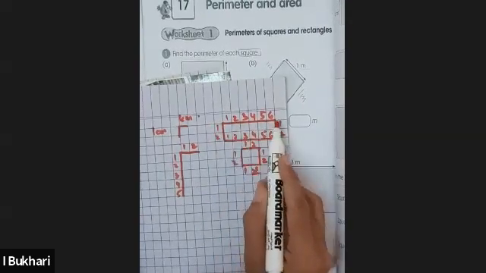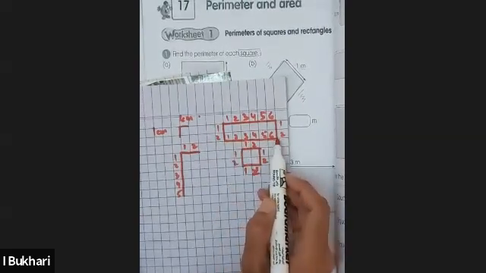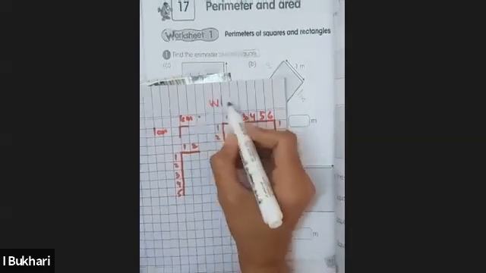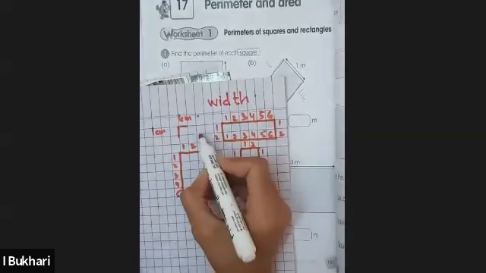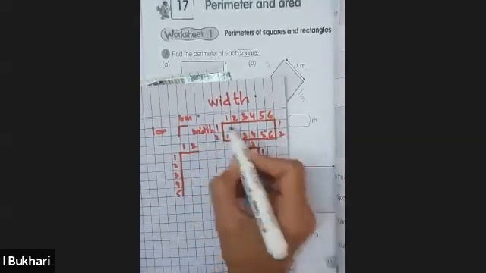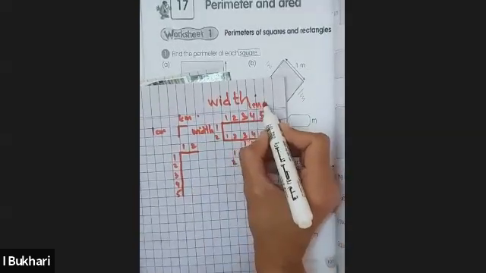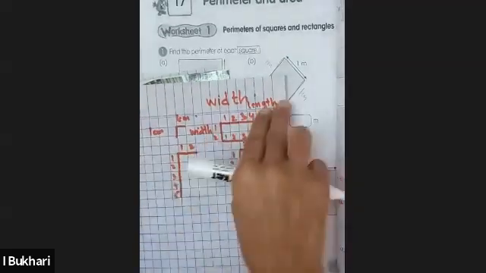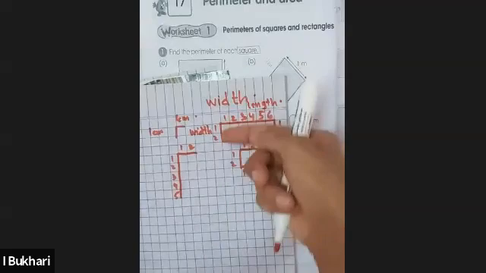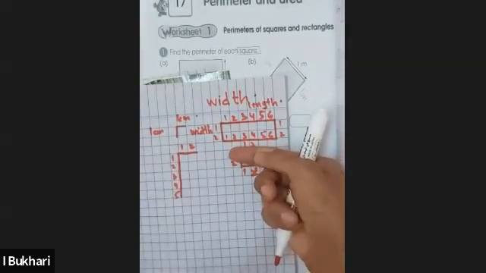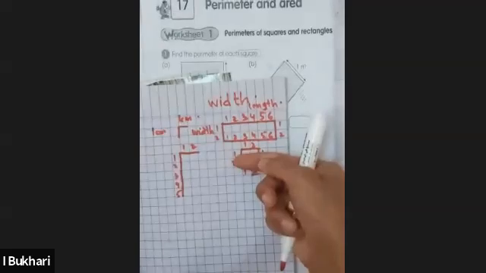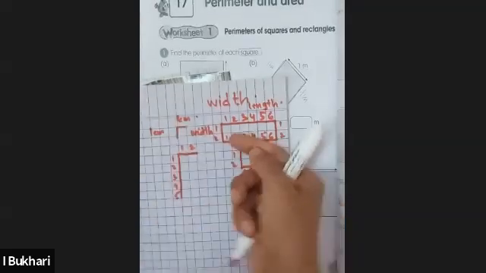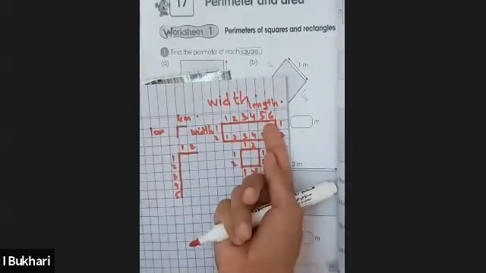So this longer side of a rectangle is called the length. The shorter side of a rectangle is called the width, W-I-D-T-H. This is width because this is smaller. This is longer, so this is length, L-E-N-G-T-H. The opposite sides of a rectangle are equal. One pair, the longer pair, is called the length. The shorter pair is called the width. Did you understand, Zainab?